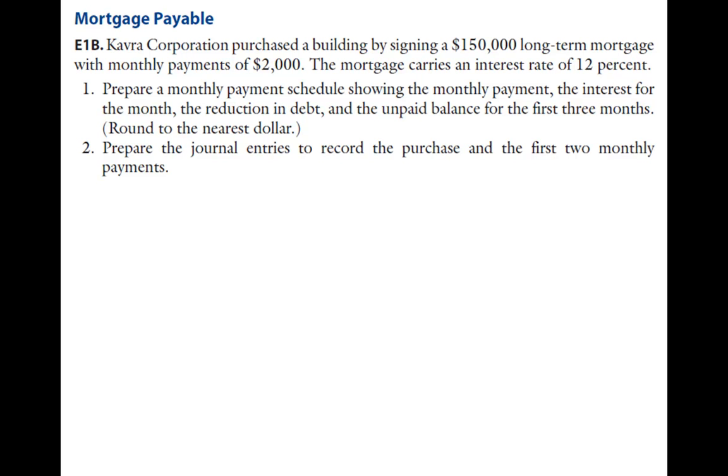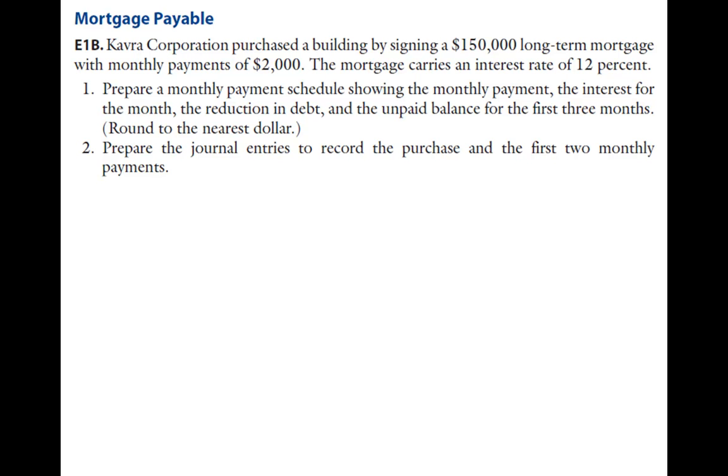In this example, we will be looking at the calculations in the journal entries for mortgage payable. Cavro Corporation purchased a building by signing a $150,000 long-term mortgage with monthly payments of $2,000, and the mortgage carries an interest rate of 12%. So the company went in and got a loan for $150,000 in order to buy a building. We call that a mortgage since we're buying real property.